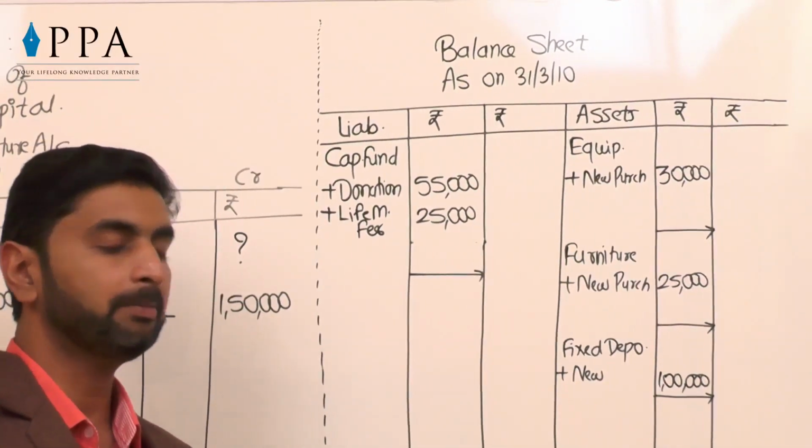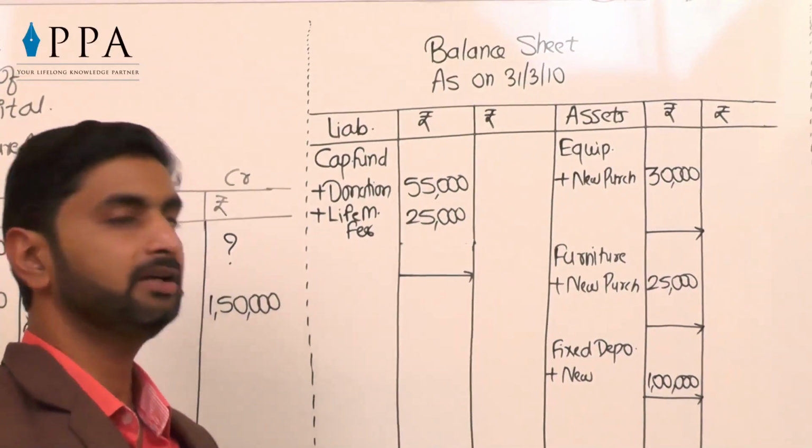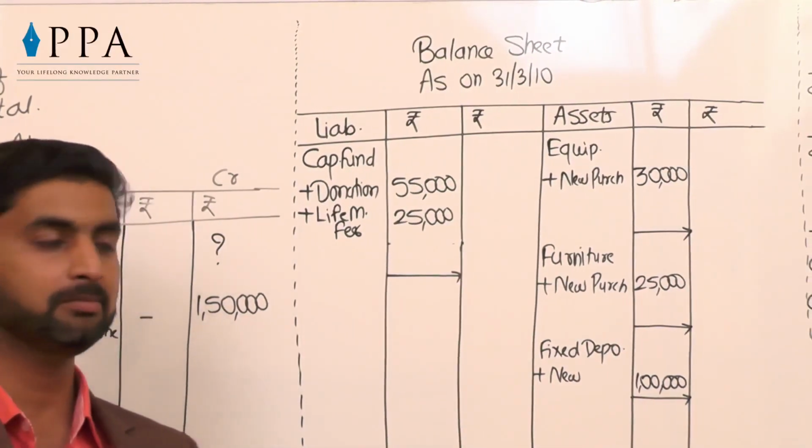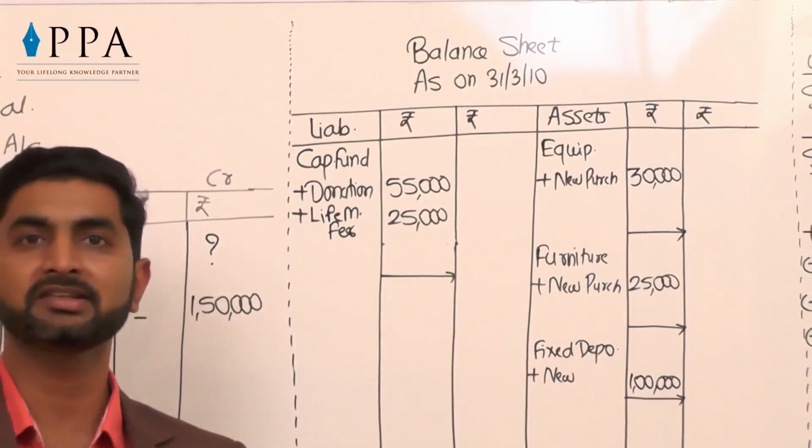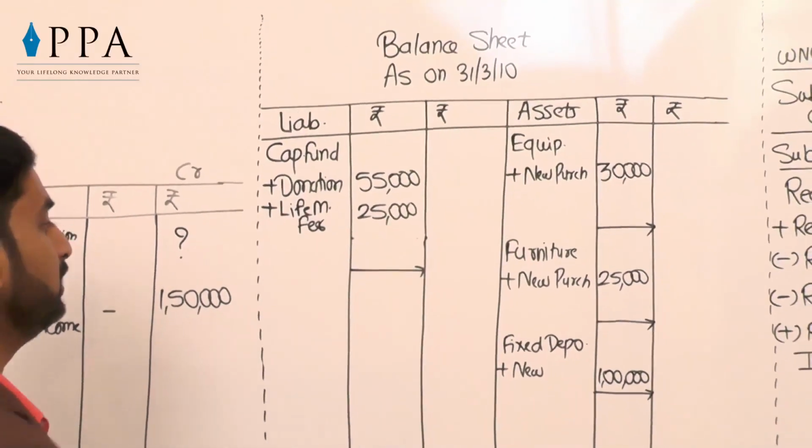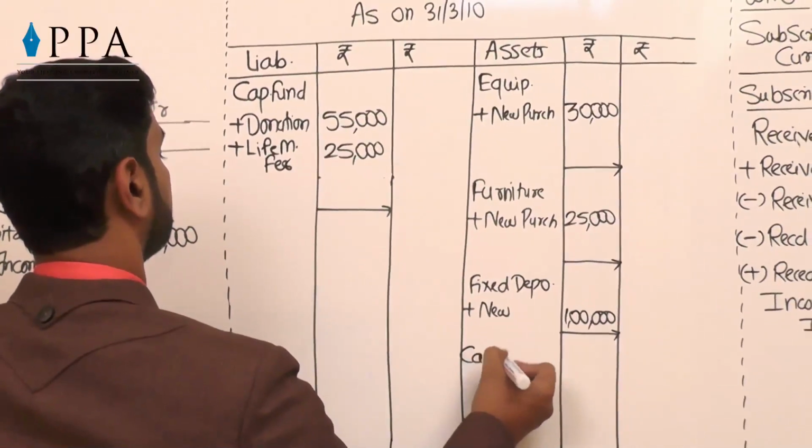Last item in the receipt and payment account credit side is by balance carried down. RP account balance is nothing but your cash balance. So it is 69,500, asset side. Cash or bank balance.